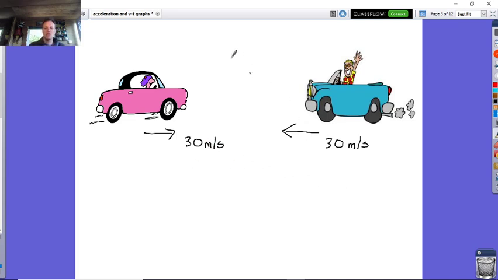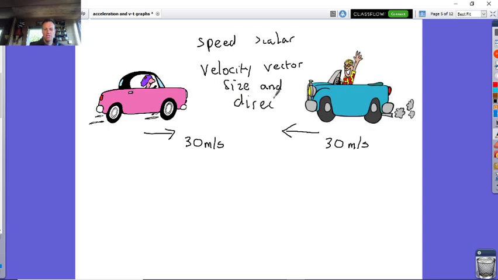Now this is a common thing. Remember, speed is our good old scalar quantity, so it has a magnitude, how fast they're going. But what I can do then is bring in the idea of velocity, which we mentioned in our last video, which is a vector quantity, which means it has size and direction. The size I've already mentioned is 30 meters per second, but now I've got to give a direction. So I can say this is going to be positive and that's going to be negative.